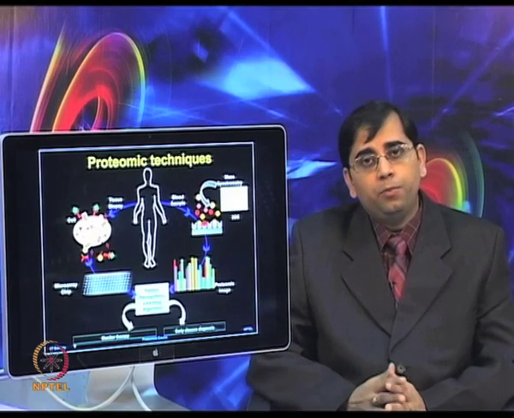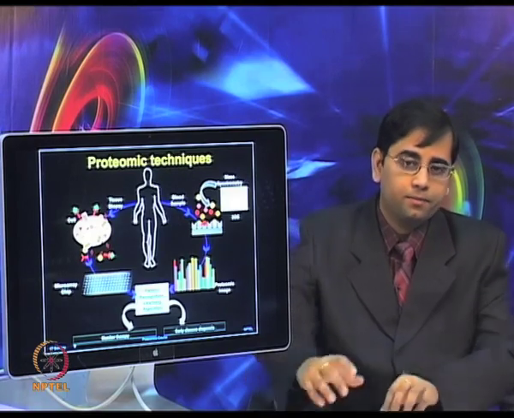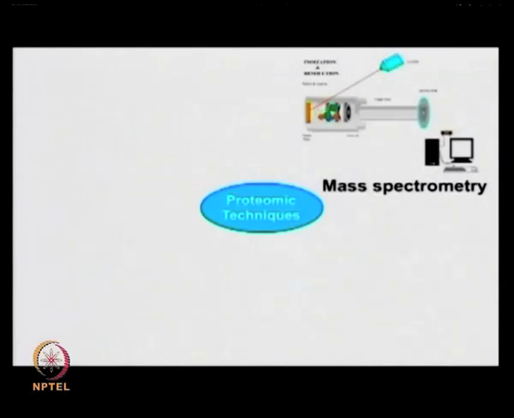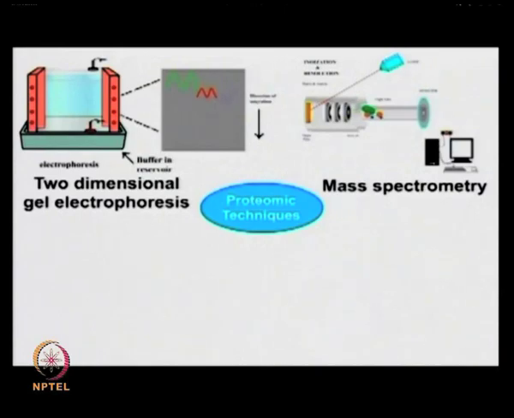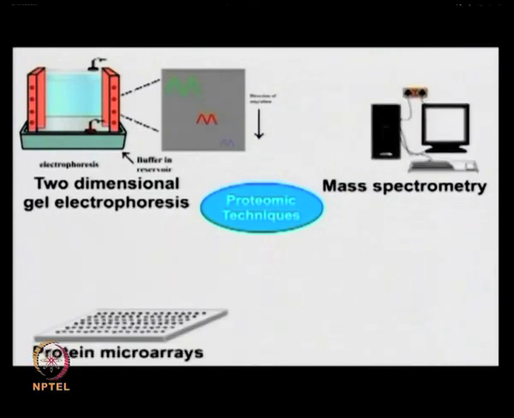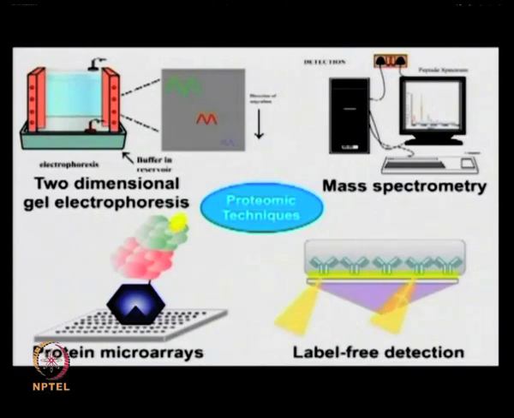Similarly, multiple types of proteomic technologies can be used for different applications. There are several proteomic techniques which are employed for studying these proteins, such as two-dimensional gel electrophoresis, mass spectrometry, protein microarrays, as well as some label-free detection techniques such as surface plasmon resonance (SPR).